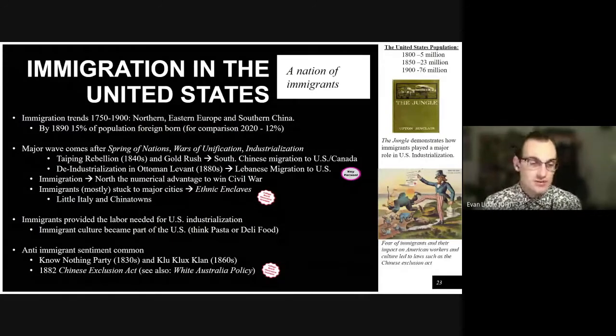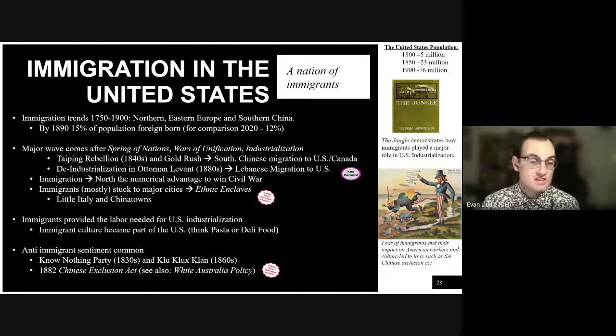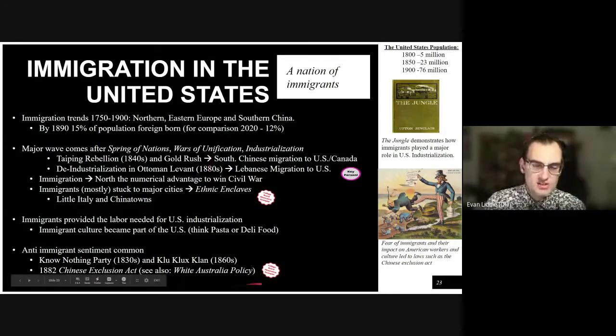Anti-immigrant hysteria reached such a point that in 1882, the United States simply banned all Chinese immigration to the U.S. in something known as the Chinese Exclusion Act. And no new Chinese were allowed to come into the United States until the 1940s. So anti-immigration sentiment is nothing new, historically speaking, nor is it limited to the United States. Australia had a similar policy when it came to Asian migrants.